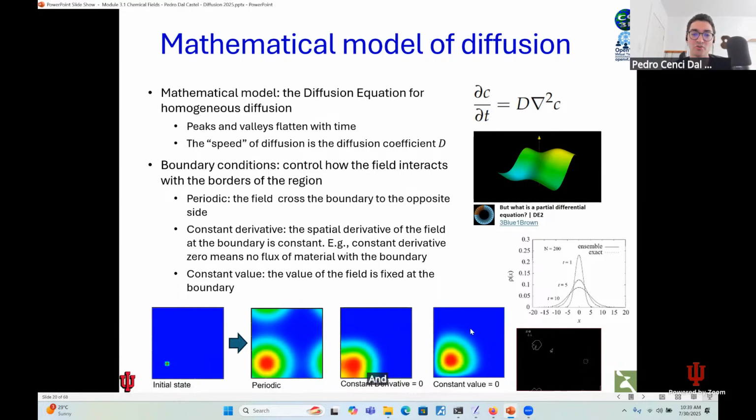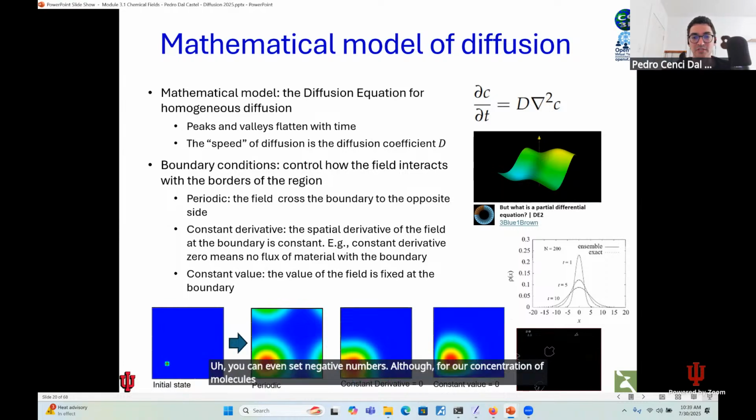And when you hold the field at a constant value in this last case, then the field has to obey this constraint of having a certain value at the border, and it will behave in such a way that the field value is 0 here on the borders. However, you can set to other values. You can set a constant value equal 1, equal 10. You can even set negative numbers, although for concentration of molecules, negative numbers don't make much sense.